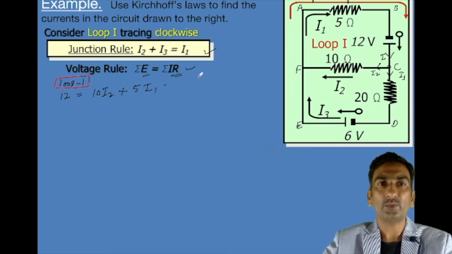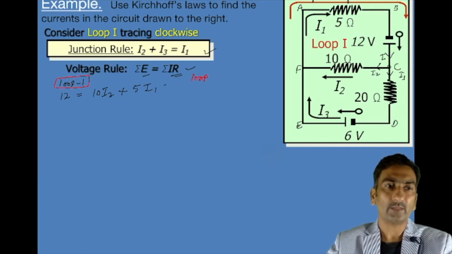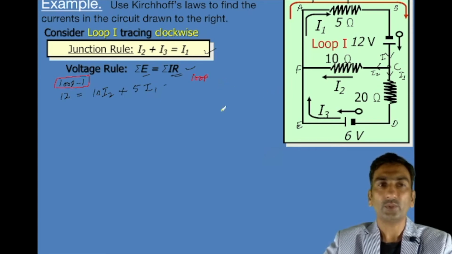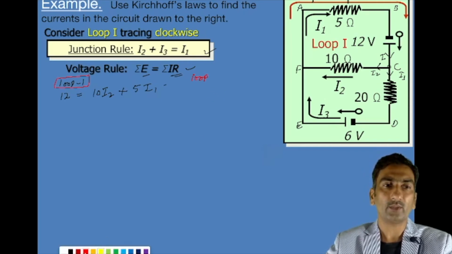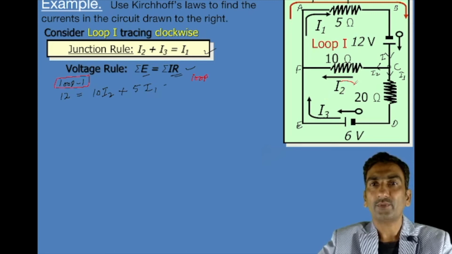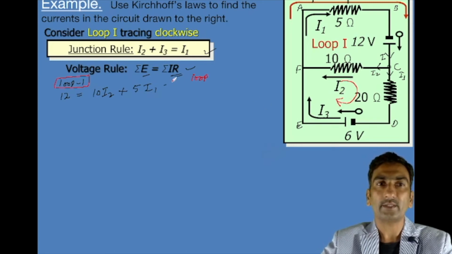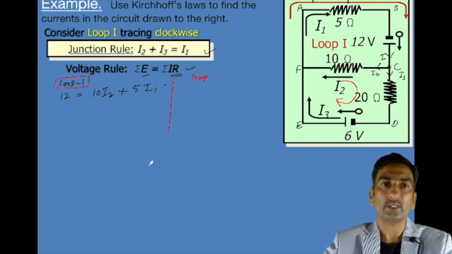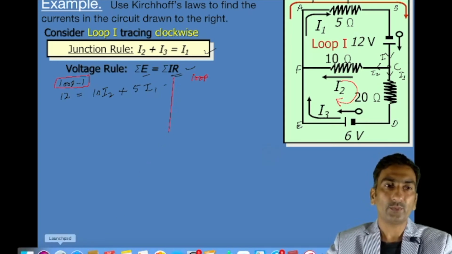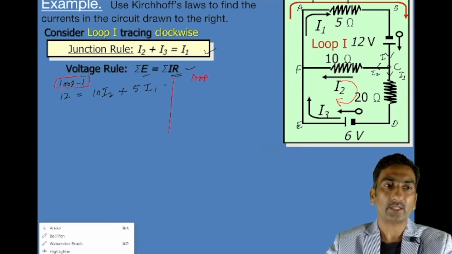Now for loop 2, one more equation you can write. Let me change the color to yellow. In loop 2, we can take the tracing direction clockwise again. Let me draw the line over there. So for loop 2, we can check it here, just a minute.